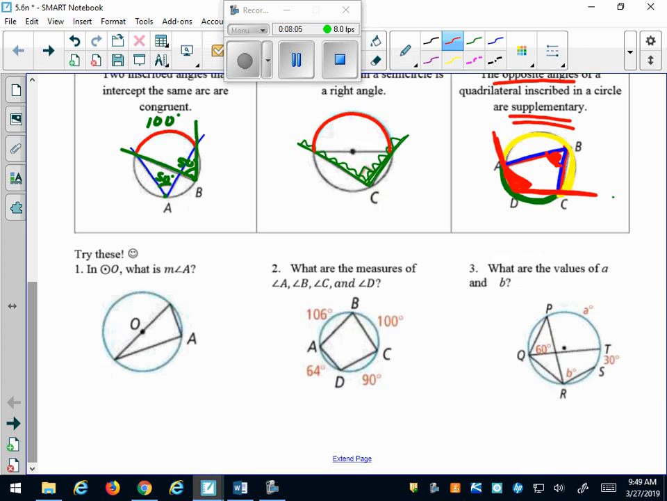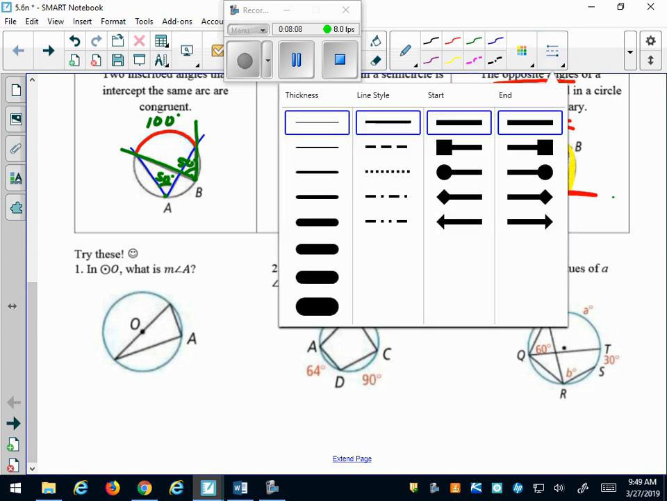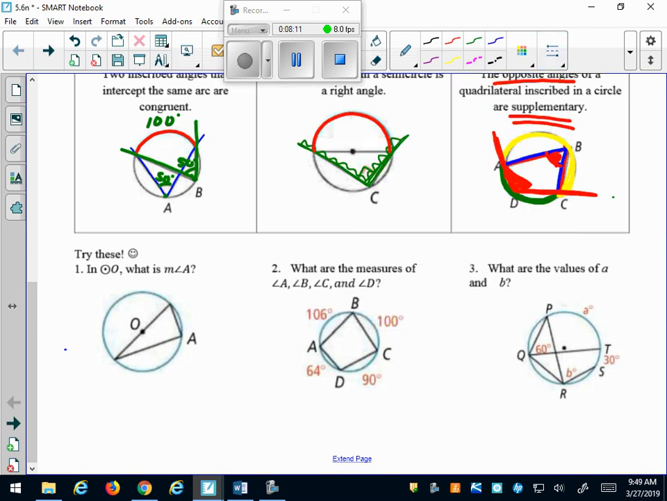Let's do some of these together then. In circle O, what is the measure of angle A? So you might look at this and be like, huh? Okay, so I'm going to give you the other tip that sometimes gets you unstuck. And the other tip is just look for diameters. Diameters often get you unstuck as well. Okay, so here's a diameter. So this angle is an inscribed angle, and its intercepted arc is how many degrees? So this is 90 degrees.